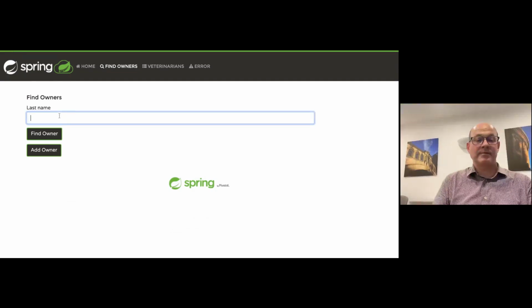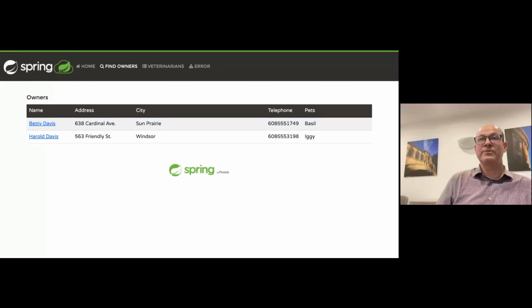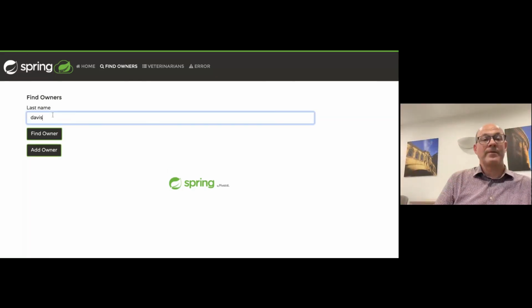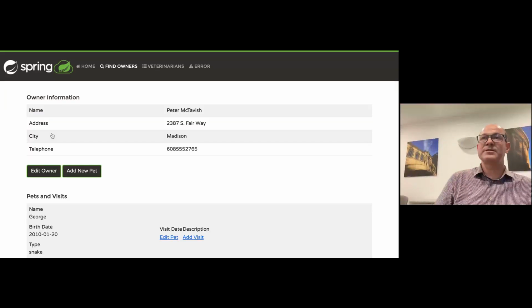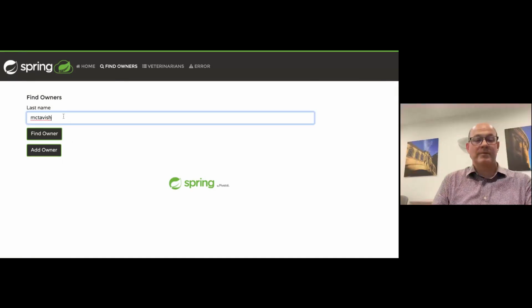If I enter, let's see, Davis, and I hit find owner, we've got 2 owners with last name of Davis. And so we get, again, a nice paginated list for those two owners. If I put in an owner where there's only one result, we get a nice little optimization here. We go straight to the page for that owner. It doesn't give us a list with just one item in it. It goes straight to the owner record, right? So that's a nice thing for it to do. So that's the case where we have exactly one.